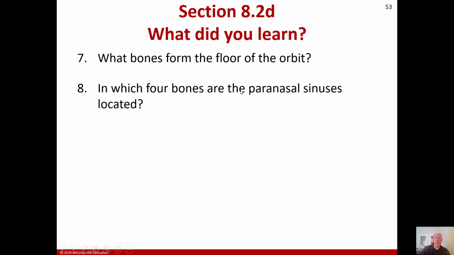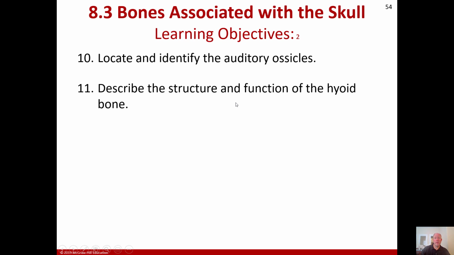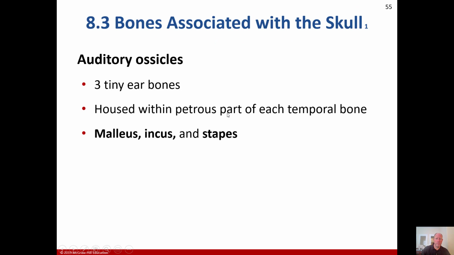So you should now then know what bones form the floor of the orbit, and in which four bones the paranasal sinuses are located. In section 8.3, you should now be able to locate and identify the auditory ossicles and describe the structure and function of the hyoid bone. The auditory ossicles, as far as bones that are associated with the skull, are three tiny ear bones. They're housed in the petrous part of each temporal bone: the malleus, the incus, and the stapes.